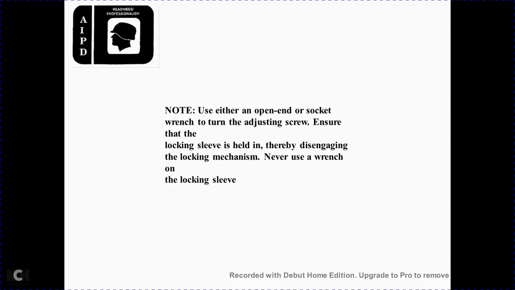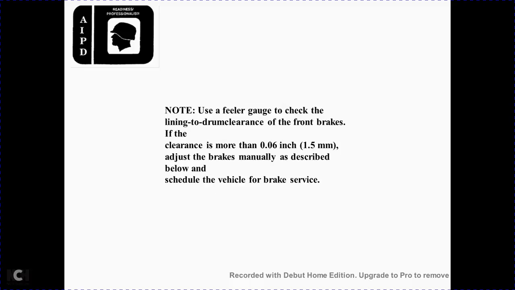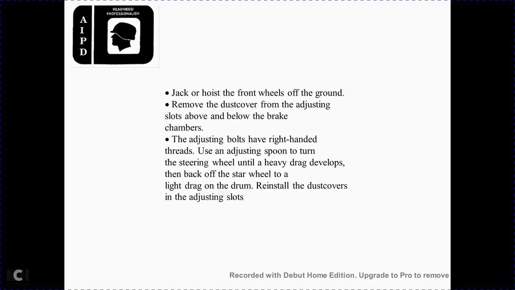Note: use either the open end or the socket of the wrench to turn the adjusting screw, and ensure that the locking sleeve is held in to disengage the locking mechanism. Never use the wrench on a locking sleeve. Check the brake adjustment with the air brake applications. On the air brake chamber, the push rod should move a total of 1 inch from the release position. Ensure the brake shoes are not dragging by releasing the brakes and spinning the wheel by hand. Note: use a feeler gauge to check the lining clearance of the front brake. If the clearance is more than 6 hundredths of an inch, adjust the brakes manually as described below with the scheduled vehicle brake surface.